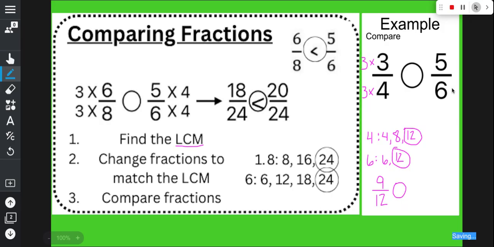Now we need to go and convert our right side fraction. What times 6 gets us to 12? We know that it's 2. What we do to the bottom, we do to the top. So we're going to get 5 times 2, which is 10, over 6 times 2, which is 12. Now we have a common denominator, so we can compare our two fractions. If I have 9 pieces out of 12, or I have 10 pieces out of 12, 10 pieces would be more than the 9 pieces. So now we can compare those fractions.